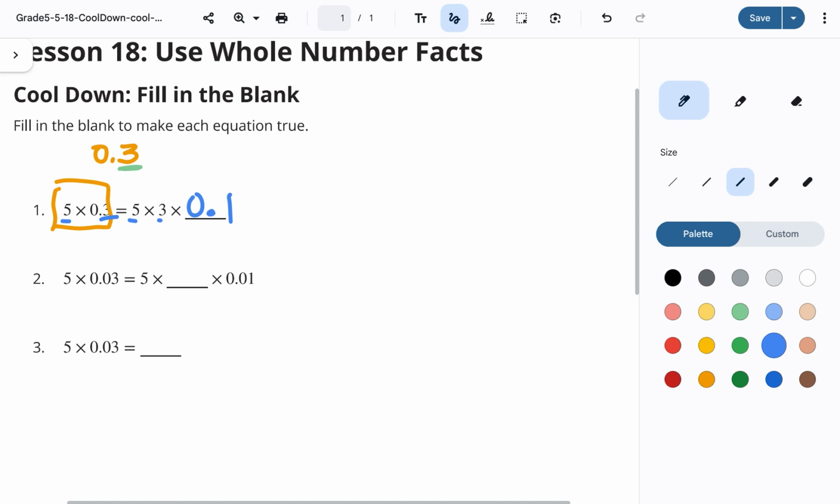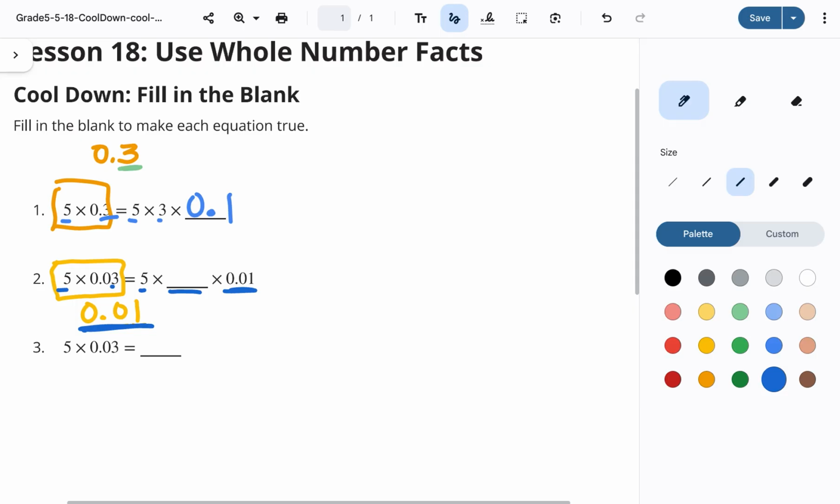All right, let's take a look at number 2 to take a look at a similar idea. So here, the problem that we are really solving is this: 5 times not just 3, but 5 times 3/100ths. So the hundredths place is 2 after the decimal. So an efficient way for me to solve this would be to reflect the 5 as one factor, the 3 as my second factor, and then look, this idea of hundredths here as my third factor.